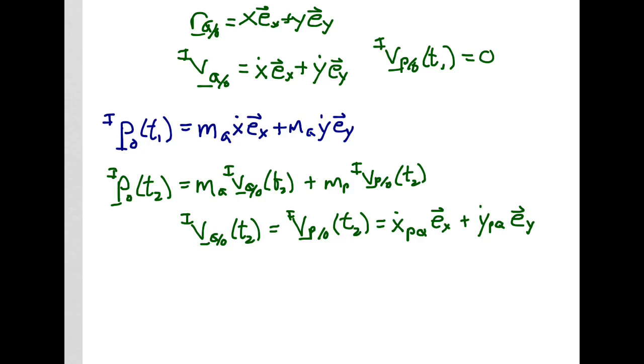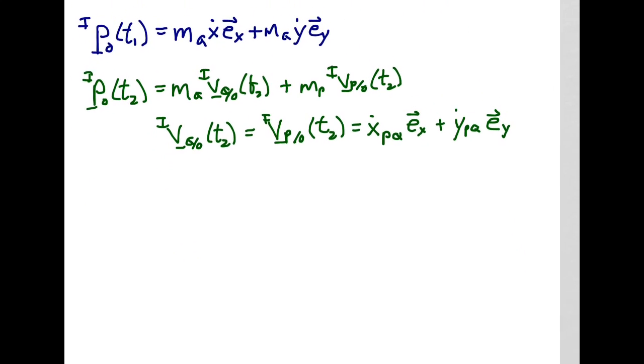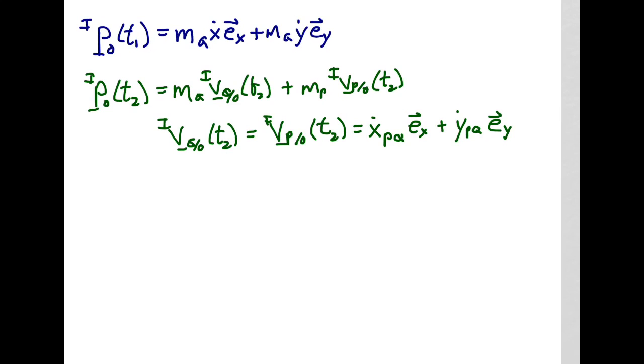And I just now noticed one thing that I forgot to do up here: in our velocity of q with respect to O at time 1, this needs to be x dot q, and this needs to be y dot q. Same way, this needs to be xq and this needs to be yq on our position vector. So please correct that in your notes. So let's take a look at this expression, where we have x dot pq in the ex direction and y dot pq in the ey direction.